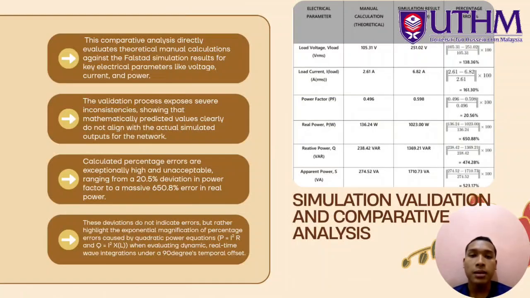Because power parameters are evaluated through quadratic equations, specifically P equal to I squared R and Q equal to I squared XL, any small phase shift variation in real-time current wave integration automatically magnifies the final percentage error exponentially. Therefore, we can confidently conclude that both our theoretical formulas and our simulation configuration are structurally correct. They simply represent different dimensions of tracking an alternating current system.